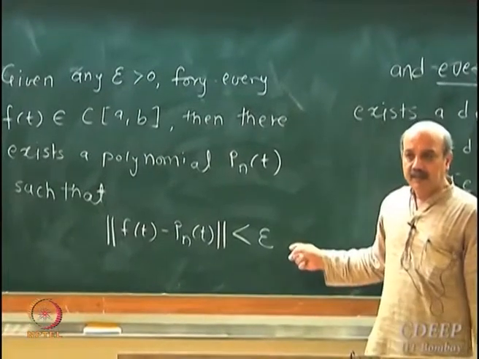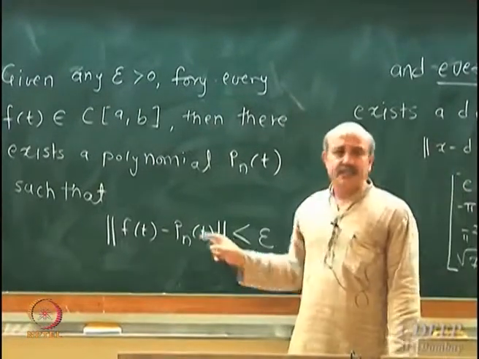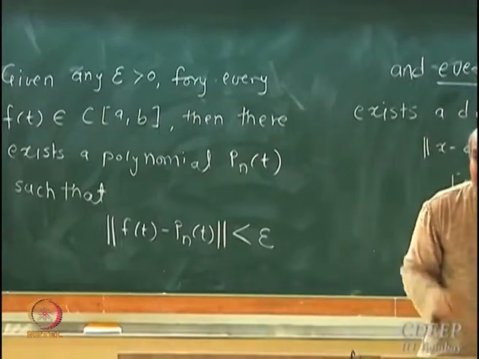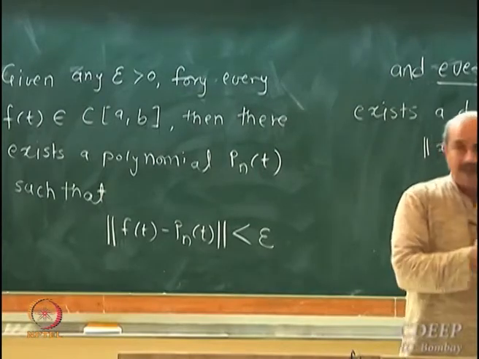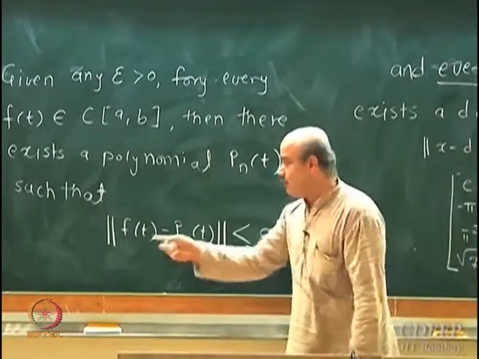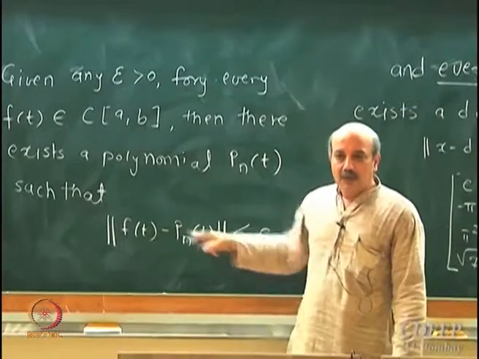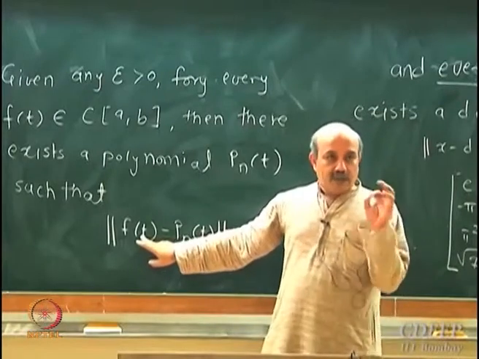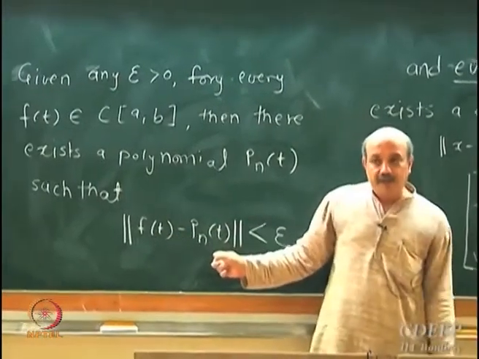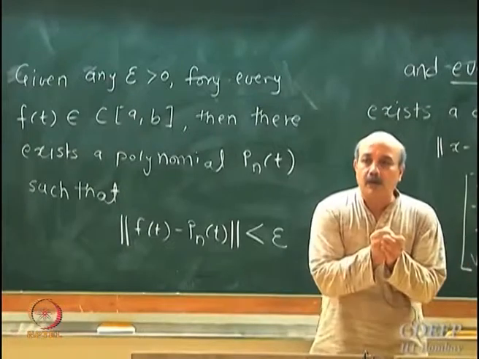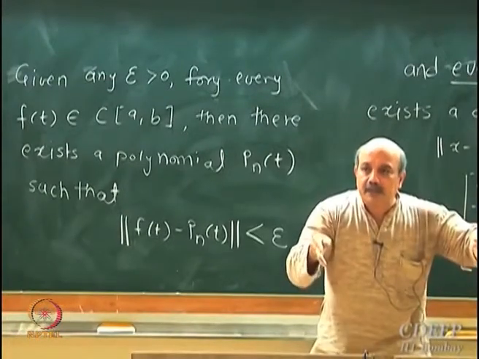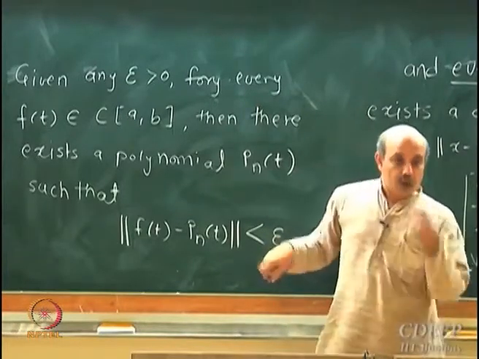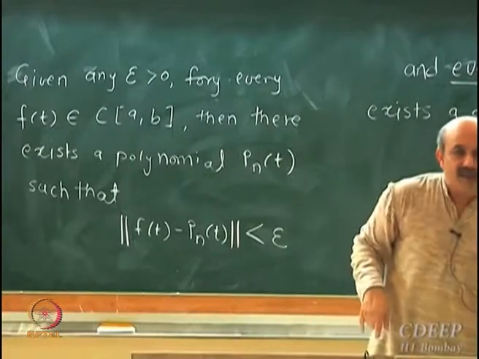Is this clear? So what is this norm? This norm is the absolute norm. We are finding the maximum of the absolute value of the difference. See, if I give you a function, let's say sin t, this theorem tells me there is an nth order polynomial such that the maximum over the interval of the absolute value of sin t minus the polynomial will not exceed epsilon. You specify epsilon, I will construct a P_n.